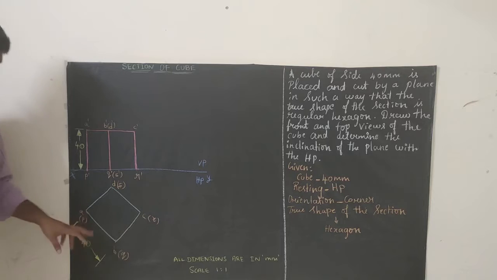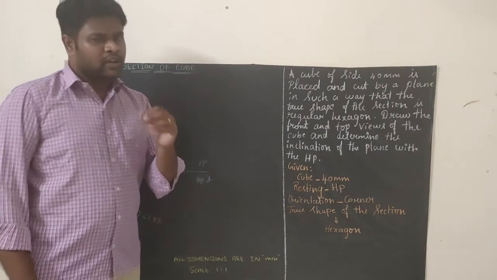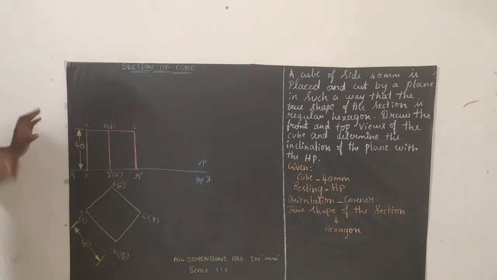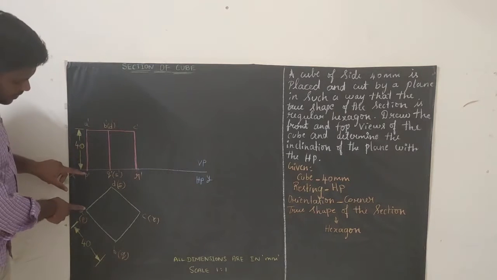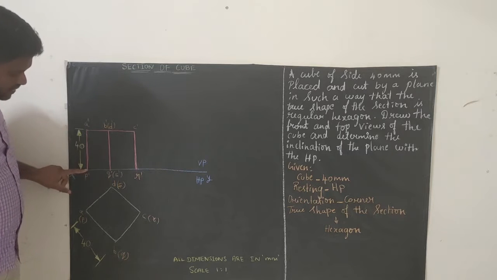Side of the square is 40 mm. So all the sides will be 40 mm. Since it's a cube, height will also be 40 only. So take your scale, keep your scale here in such a way that you have to get the point, this point in reference axis.